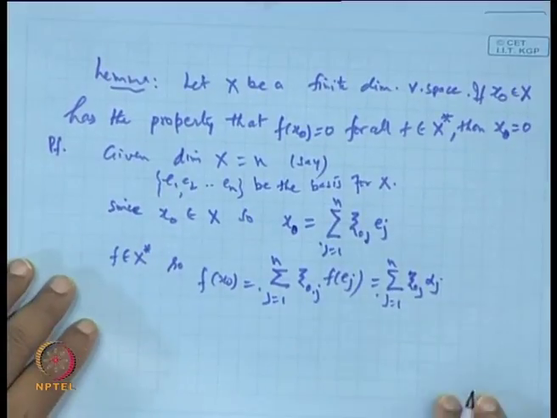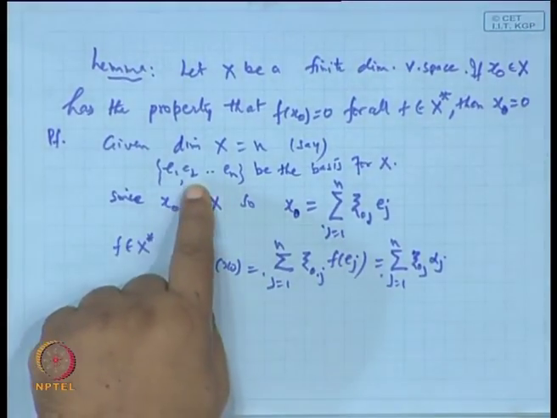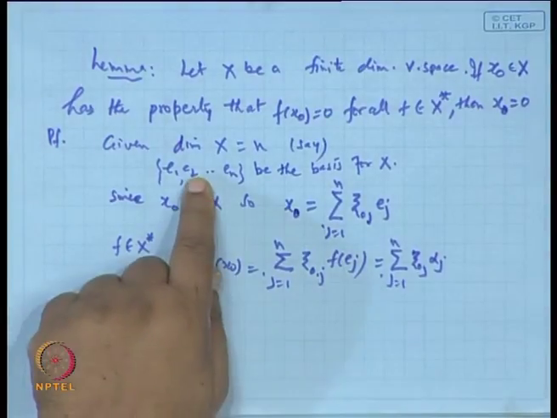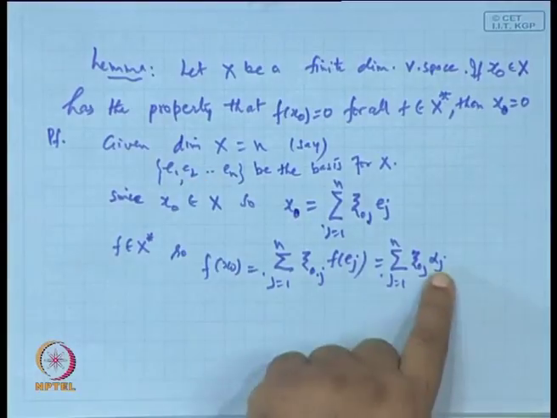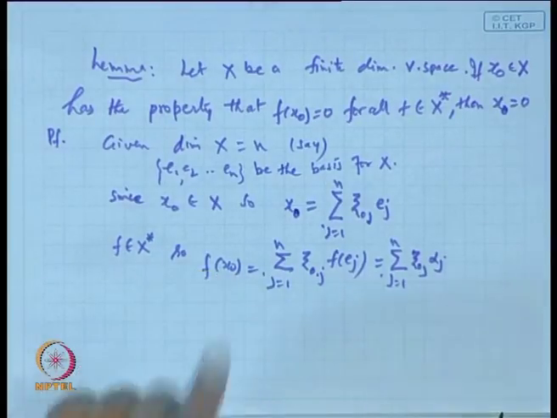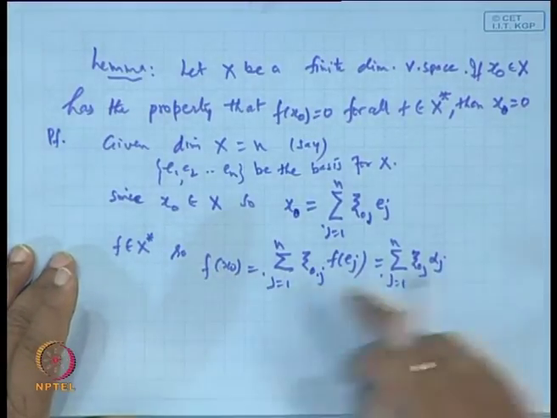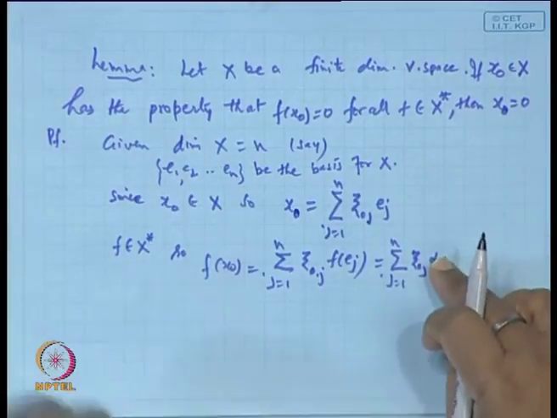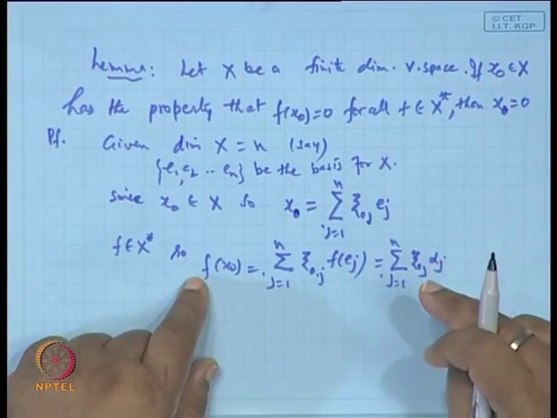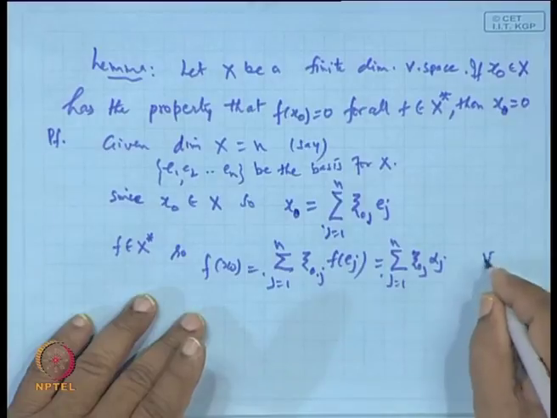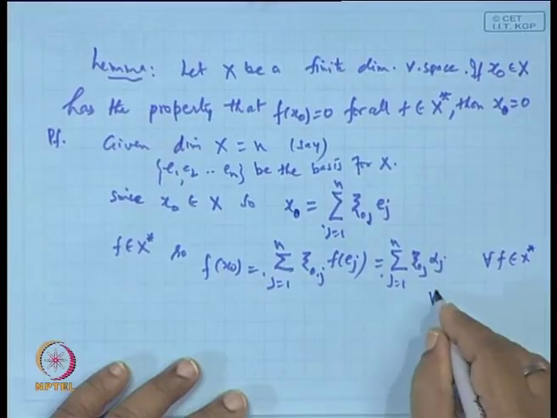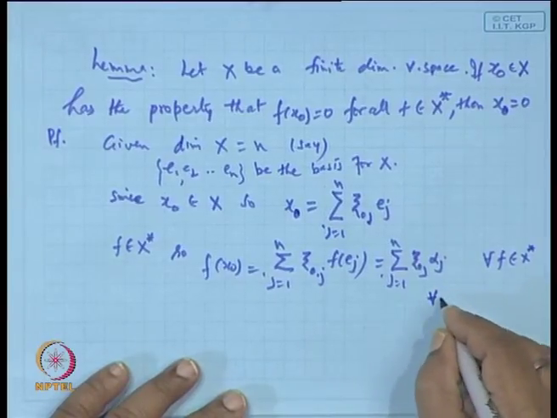Now, as we have discussed already, if ξ1, ξ2, ..., ξn are given, then f can be uniquely determined by its value at these points. Or if α1, α2, ..., αn are known, then one can identify f, one can get the value of f. So if we keep on changing αj, this holds correspondingly for any f belonging to X star, and it is also true for every sequence of scalars αj.